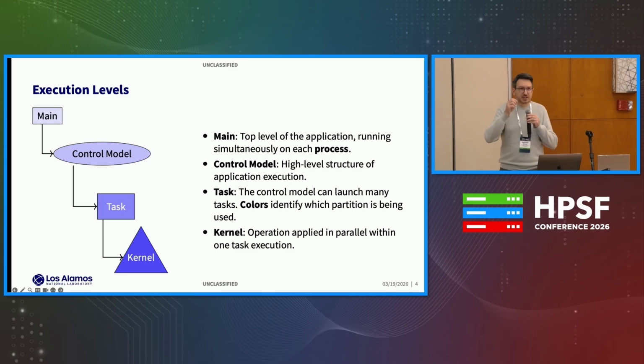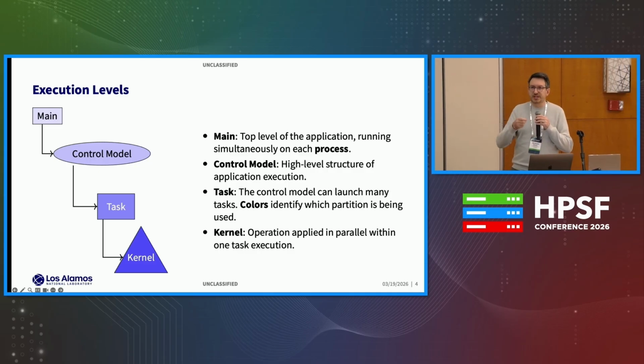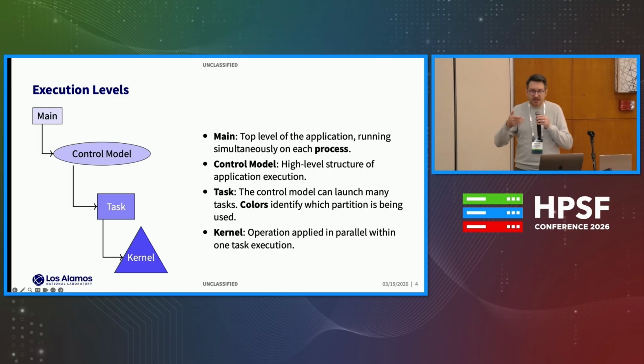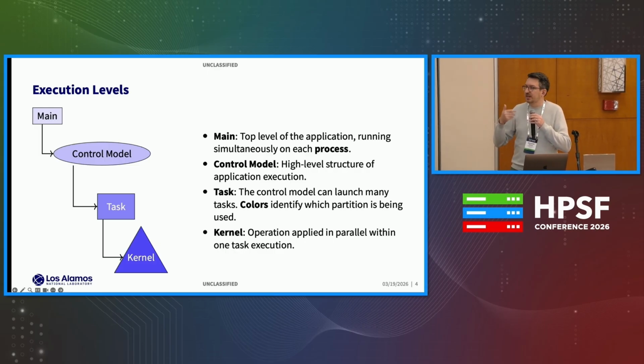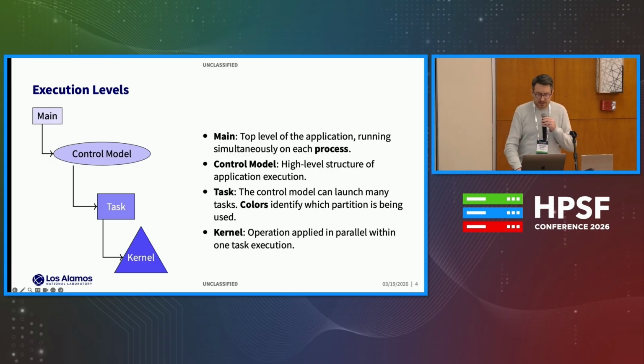And then we partition the data further into what we call colors. Think of it as MPI ranks, but we don't have a one-to-one mapping to cores or processes. Instead, we let the application decide what makes sense for the workload of that application. And then finally, the task can execute kernels, which then operate on a portion of the distributed data.